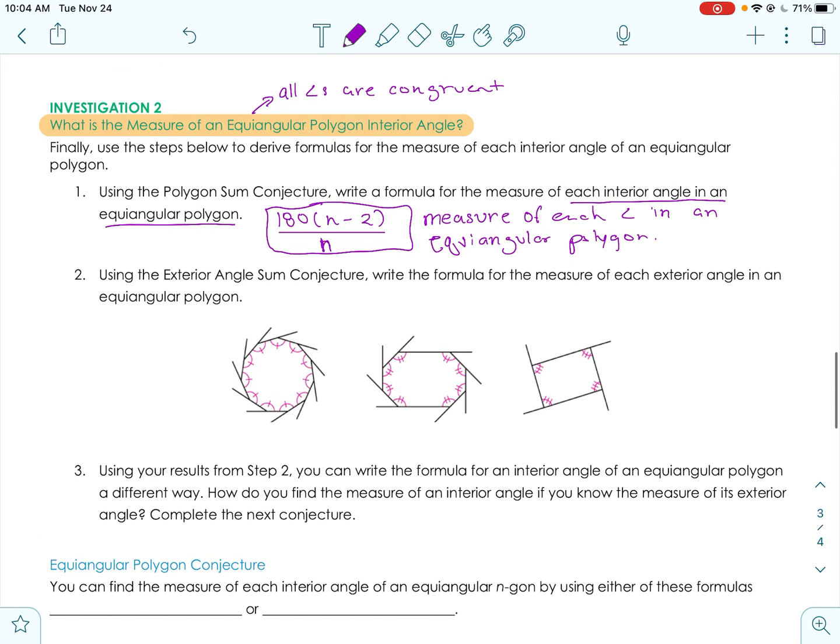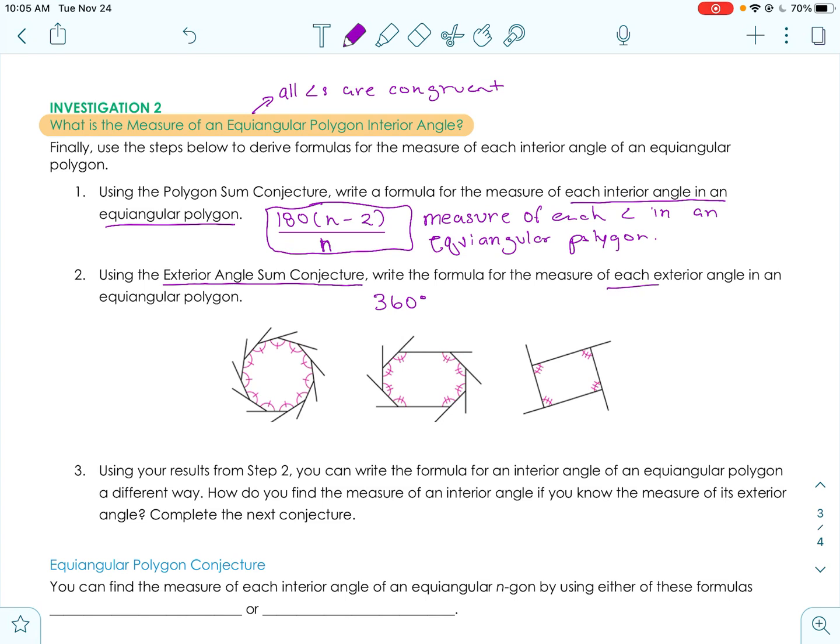Now, what we would like to do is figure out, is there a quick way to figure out the measure of each exterior angle? So if we think about this, we know that the exterior sum conjecture states that the sum of all the exterior angles is equal to 360 degrees.